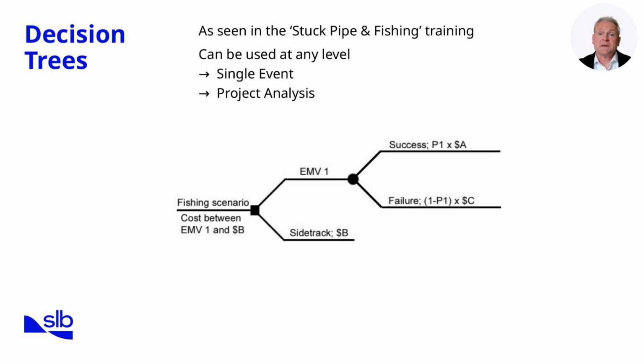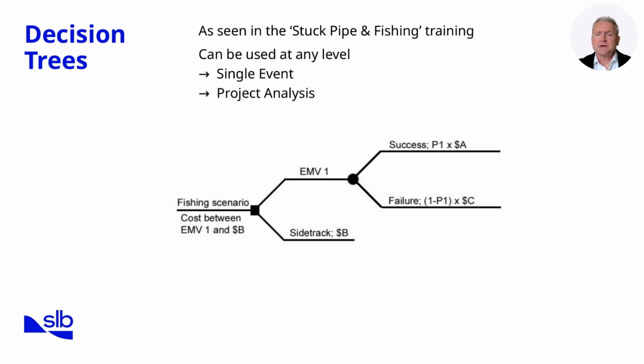Decision trees can be applied at many levels. At the single event level, they help us evaluate isolated problems, such as whether to pull out of hole when signs of pack-off appear. At the project level, they allow us to assess broader strategies, such as whether to invest in managed pressure drilling for an entire field campaign.